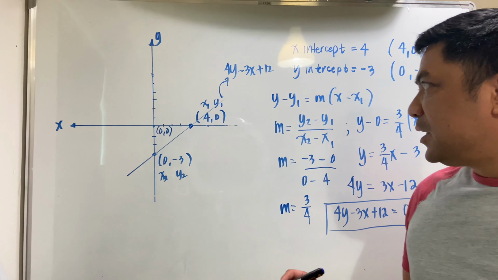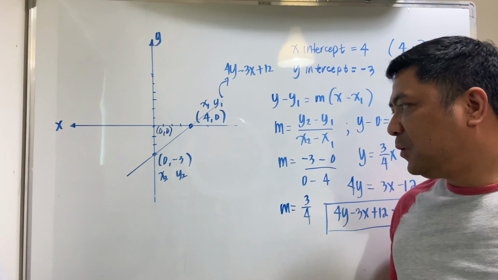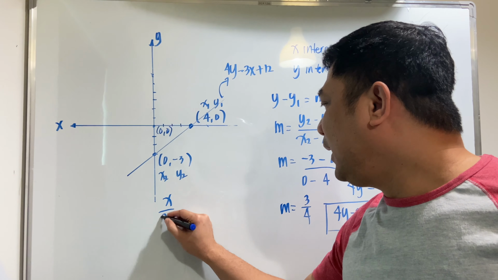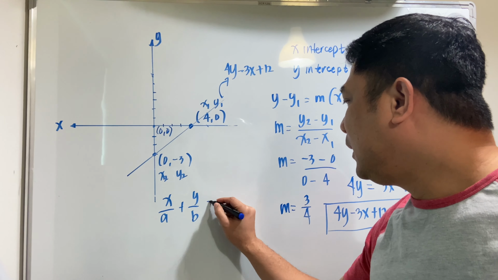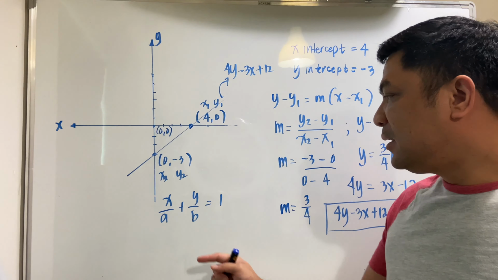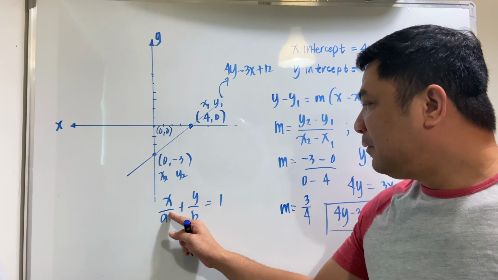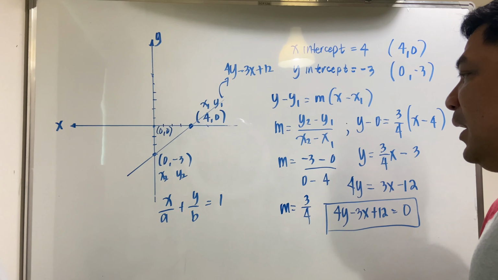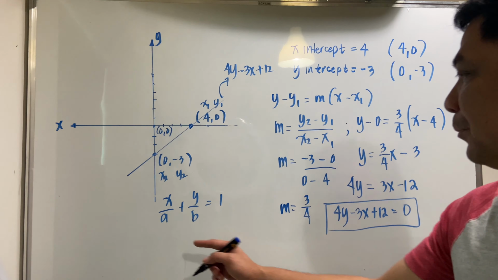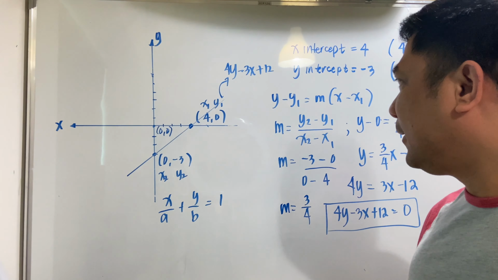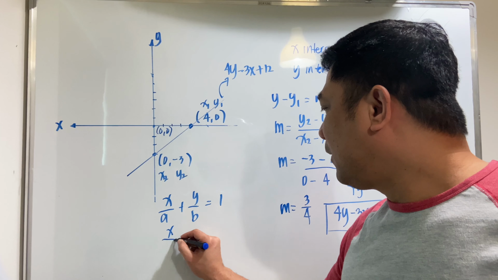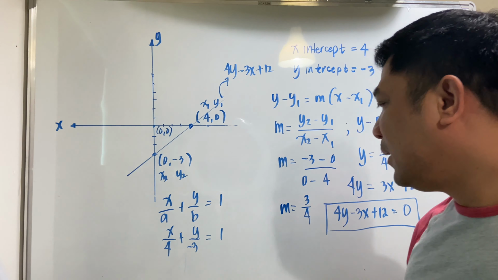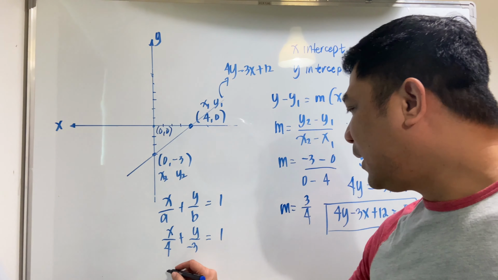So another way to solve this one is using the intercept form, wherein you have x over a plus y over b is equal to 1. So what does this mean? So if you have your x divided by the x-intercept plus y divided by the y-intercept, this would be equal to 1. So let's try this one. So if you have here x over 4 plus y over negative 3 is equal to 1. So you just have to get the LCD, which is negative 12.